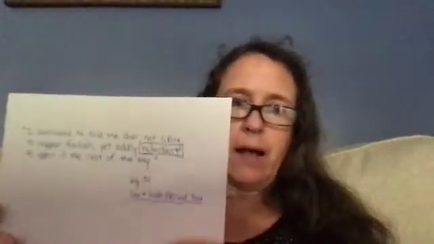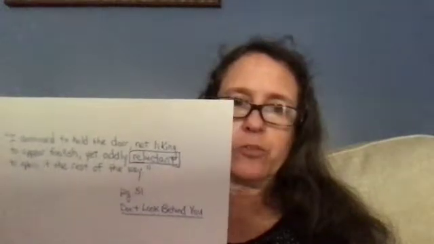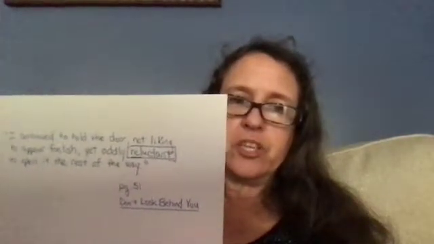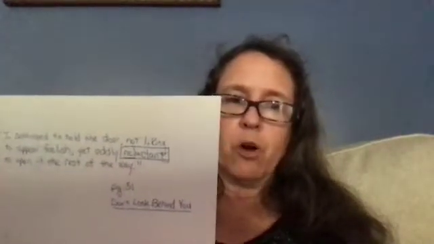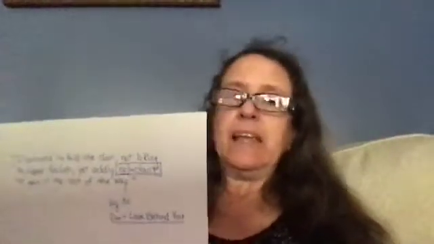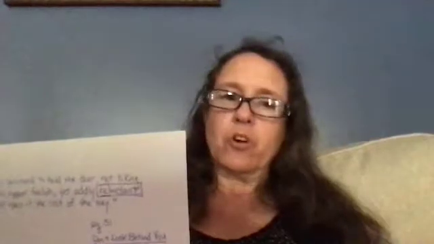So this will contain the sentence, "I continued to hold the door, not liking to appear foolish, yet oddly blank, to open it the rest of the way." Then they'll get to choose between reluctant, eager, and another word, possibly one of the other vocabulary words like resilient. And this will give them the opportunity to identify the correct word that best fits into that sentence and show that they understand the meaning of the words.